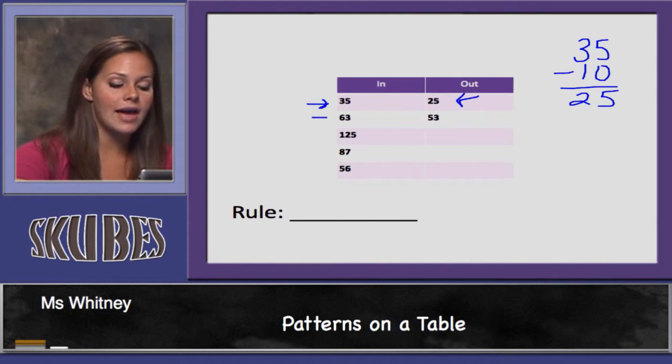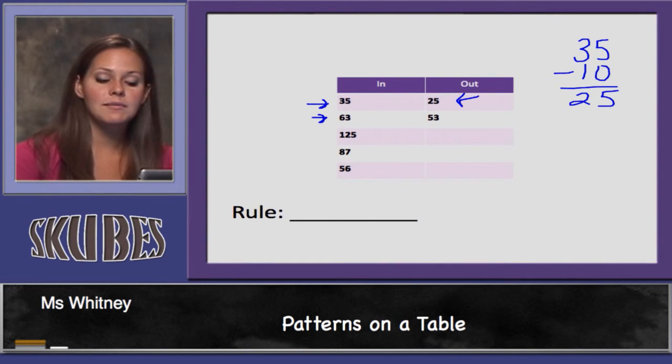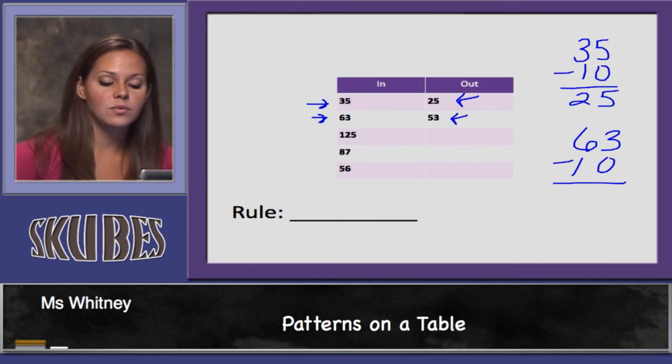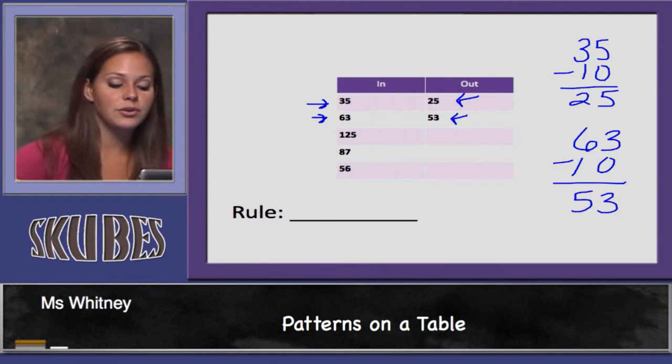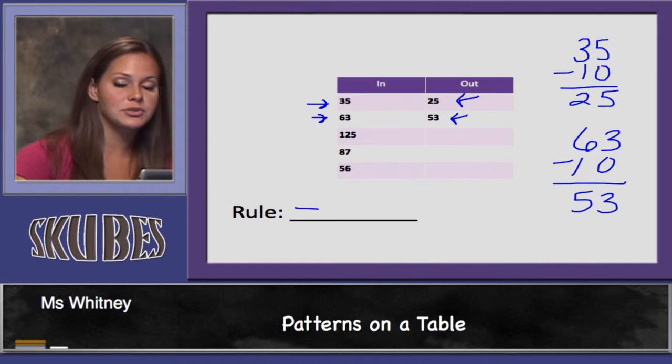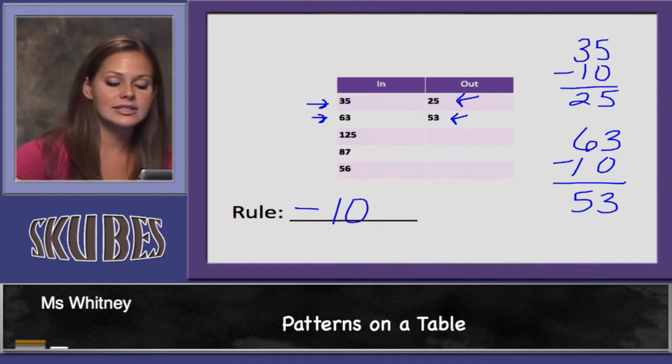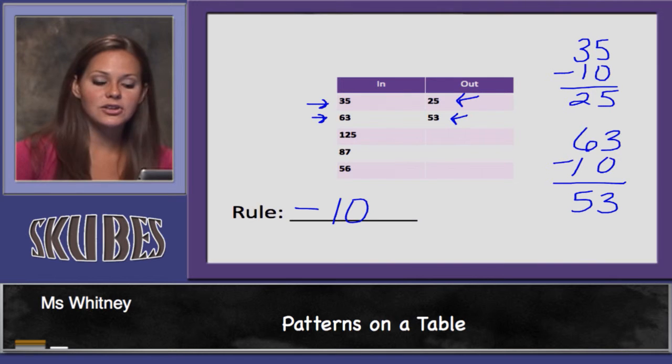In my in column, I have 63, and in my out column, I have 53. Let's see if we can subtract 10 and the same rule will apply. 63 take away 10 equals 53. So we've determined that the rule is to subtract 10. Let's continue the table.